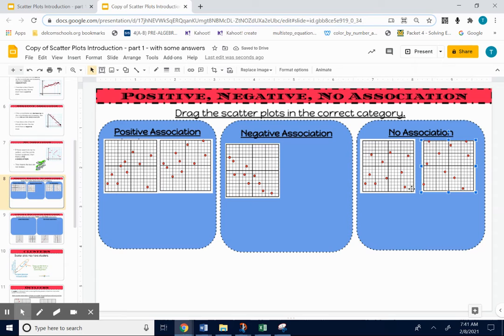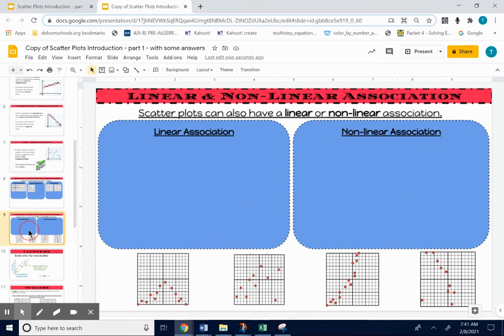The next slide, please let me know if you have questions as you do this. Scatter plots can have a linear or non-linear association. Linear just means the points follow along a line, fairly close. Non-linear, maybe the points look like they're going along a curve. Remember, linear means line. So if it's non-linear, it's probably that the points are going along a curve instead of a line. See if you can match these up.